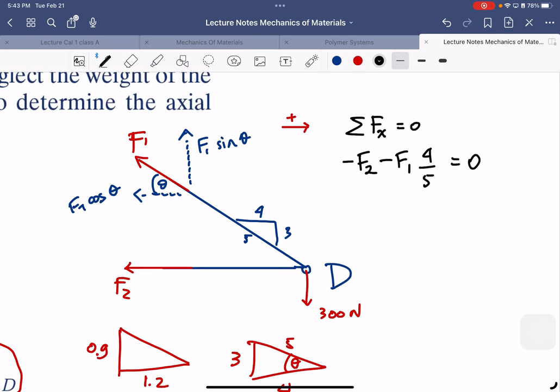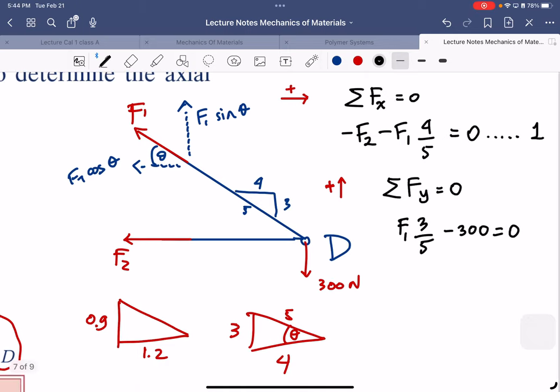And it's equal to 0, okay? And that's our first equation. The second equation is the y-axis. For the y-axis, we are going to assume that going up is positive, right? So F1 sine theta, where sine theta here is 3 over 5, it's positive. And then the other y force is only 300, so minus 300, it goes down, so it's equal to 0.